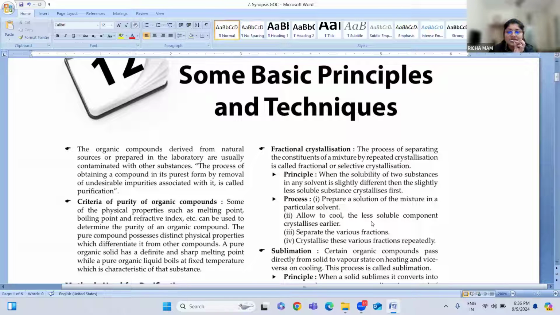Now how is this process done? Prepare a solution of the mixture in a particular solvent, then allow it to cool. Whatever the less soluble component is will crystallize first, and then you have to separate the various fractions. At different stages, your compound will get crystallized, so you have to separate them. At different layers, whatever fractions are there, you have to repeat.